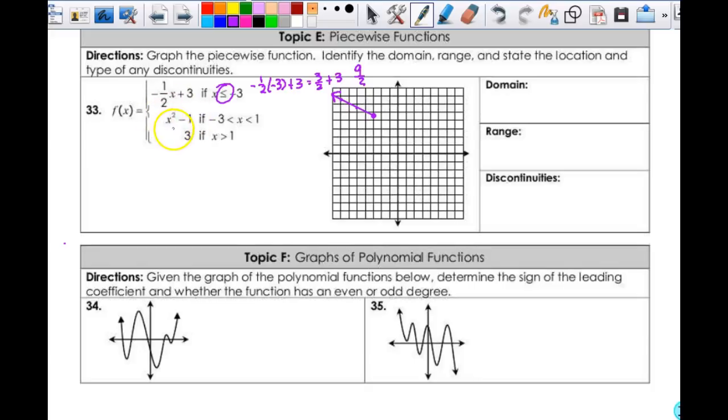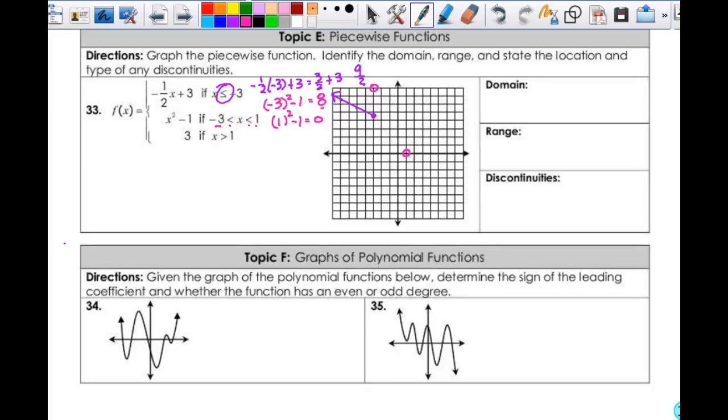Okay, so then I need to figure this out. This is a quadratic, right? The quadratic is going to have 2 open circles on it. And so I've got to figure out where those are. I'm going to substitute in that -3 first. So I get -3 squared minus 1. I'm also going to substitute in that 1. So -3 squared is 9 minus 1 equals 8. And then 1 minus 1 is 0. So when x is -3, y is 8. And it's an open circle. When x is 1, y is 0. And it's an open circle.